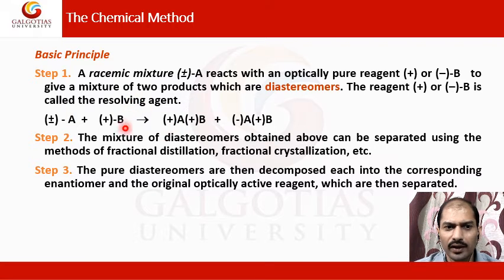So B attaches to the plus A enantiomer, and similarly B also attaches separately to the minus A enantiomer. In the second step, the mixture of diastereomers obtained above can be separated using fractional distillation and fractional crystallization. The pure diastereomers are then decomposed, each into the corresponding enantiomer and the original optically active reagent, which are then separated out. So here, A is the racemic mixture of a type of molecule in solution, and B is the resolving agent, which resolves the mixture with the help of its specific characteristics. Then you can segregate it by chemical methods.